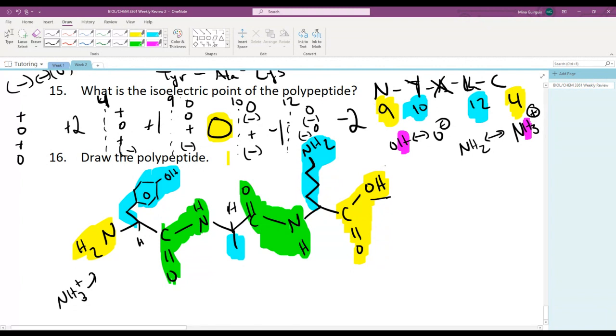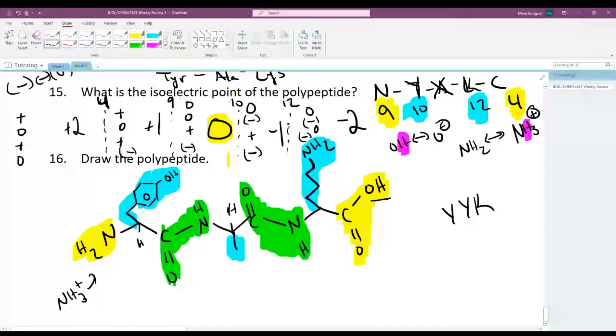If I gave you a polypeptide that was YYK instead of YAK, how would this pattern change? Actually, I think that's a bit of a weird question. But what we would see at 10, when tyrosine changes its charge, is that 2 tyrosines would change in charge. They would both be deprotonated, and so it would jump, okay?